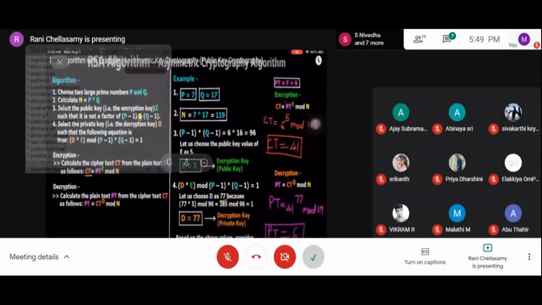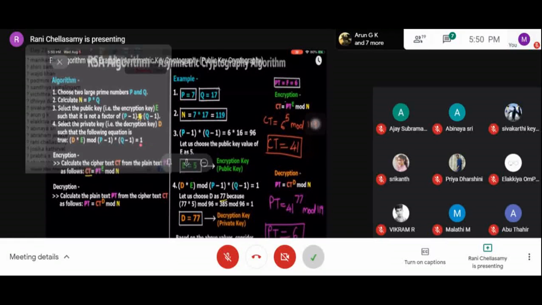Come on to the fourth step, that is selecting the private key. The third step was selecting the public key. The fourth step is selecting the private key, which is used for decryption, called the decryption key D. So the following equation: D cross E mod (p minus 1 into q minus 1) equals 1.